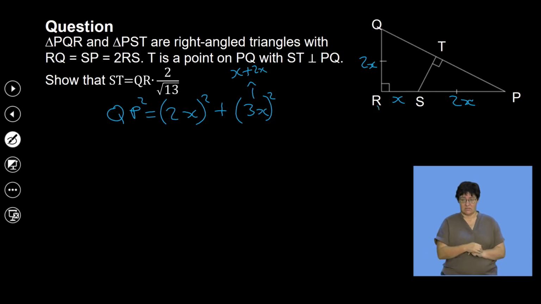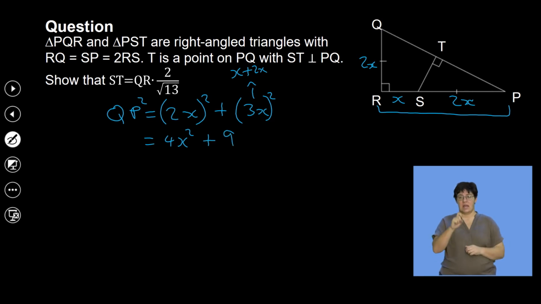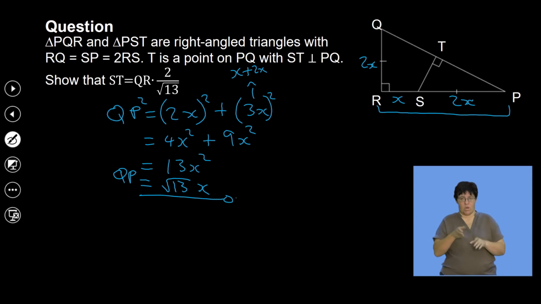Which is the side RP. And then I simplify this quickly. This will give me 4x squared plus, and this will give me 9x squared. And this will be equal to 13x squared. And then my QP will therefore be equal to square root of 13x, right? And that will be the value there.